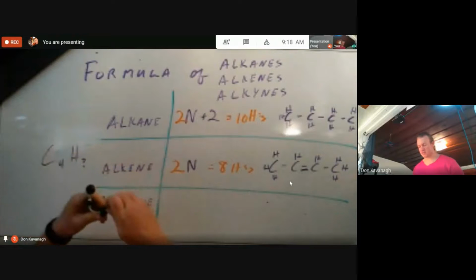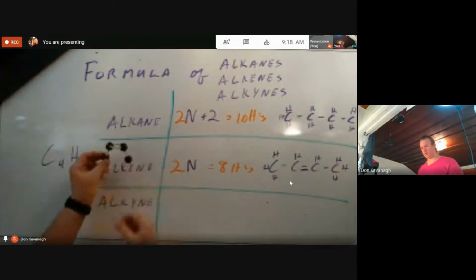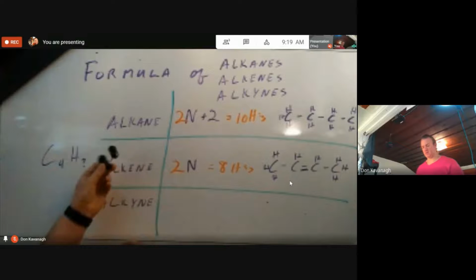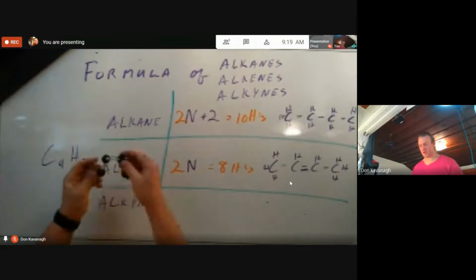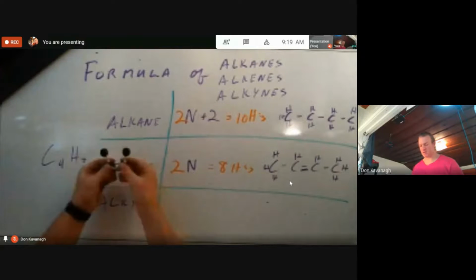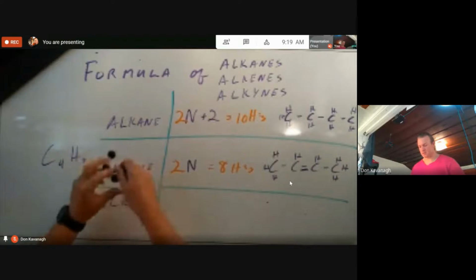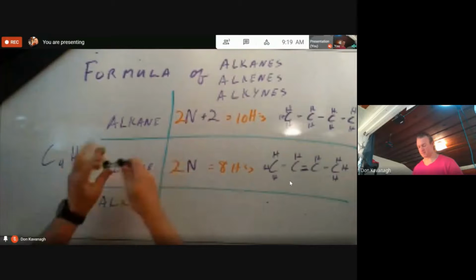So for example, this is still 4 carbons and an ene, but this has a much different configuration. It is a geometric isomer. This is the cis, and this is the trans isomer.